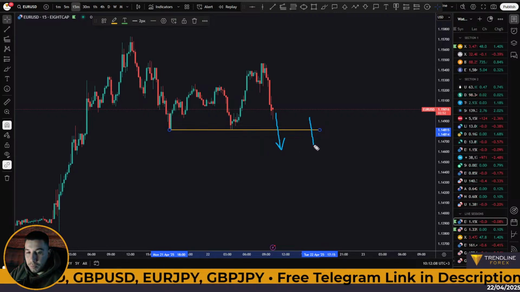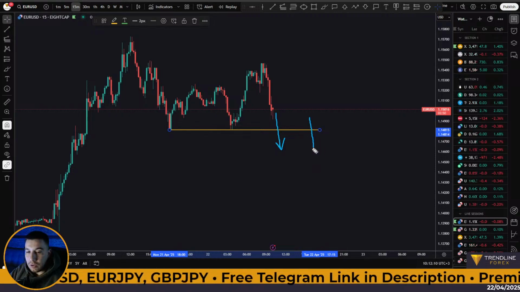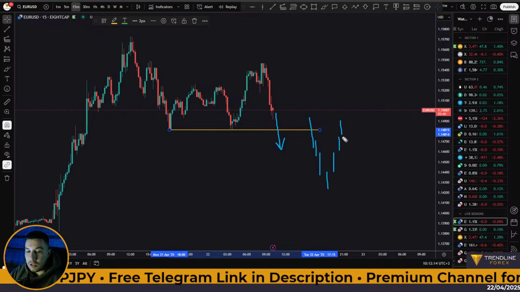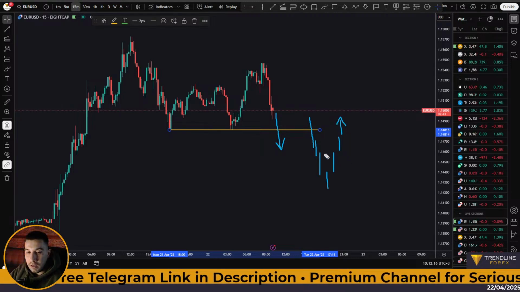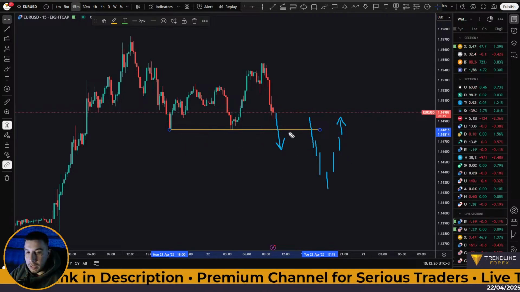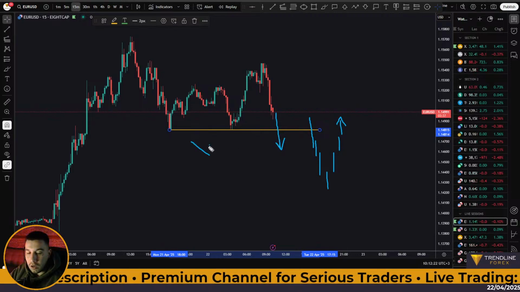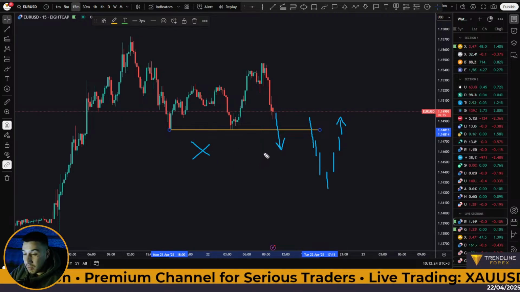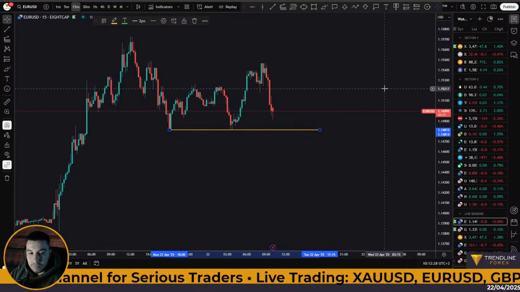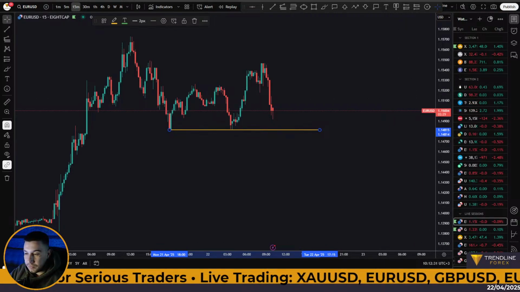And even if we push below that level, I'm still going to be looking for a reversal, because I'm only looking to buy. And if we manage to take out some lows, I know the market is going to gather liquidity because there are pending orders sitting below this level. Okay, so let's see how it goes.